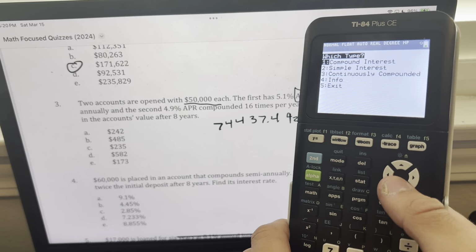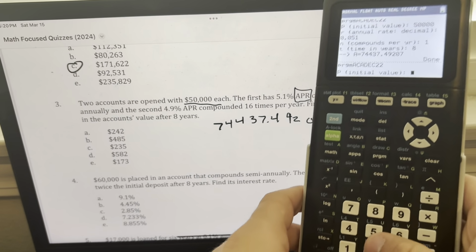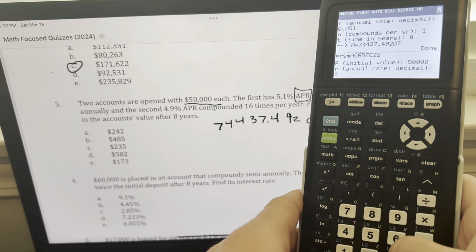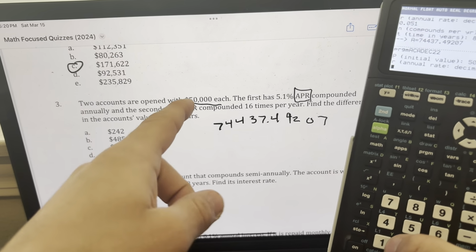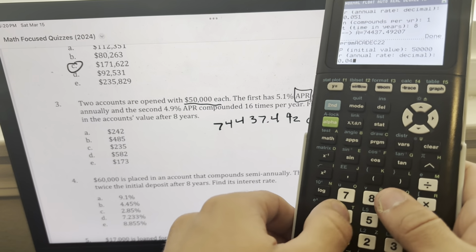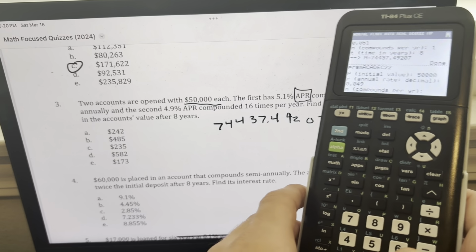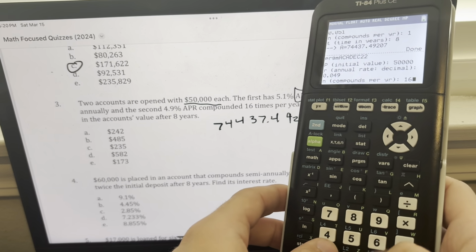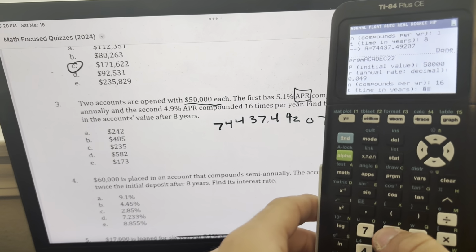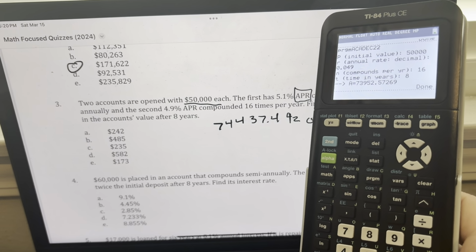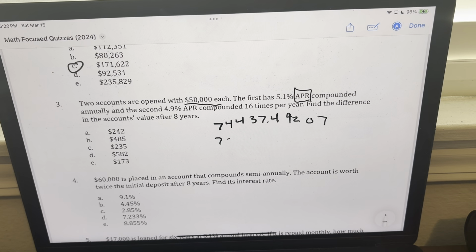Okay, so next up, we're going to go back to the program. We're going to go interest, compound interest, final value, still $50,000 because we're putting the same amount in each account. 0.049 for this one. Compounds per year is 16, time in years is 8. And then we get 73952.57269.